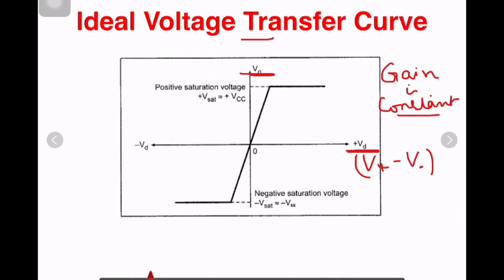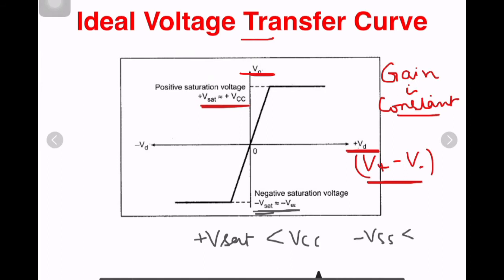Now the output voltage is proportional to the difference of the input voltage, but only up to this value VCC, and that is called the saturation value. So it is available up to VCC and VEE, and generally VSAT is positive and less than VCC, and minus VSAT is generally less than VEE. Clear?